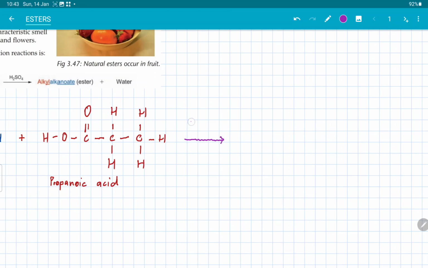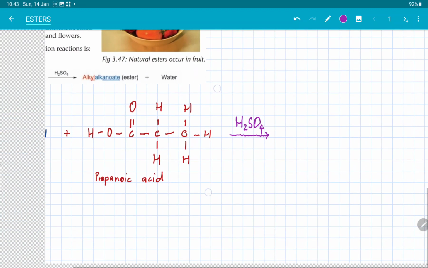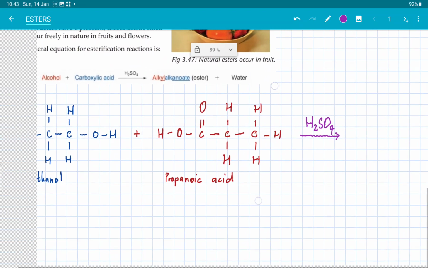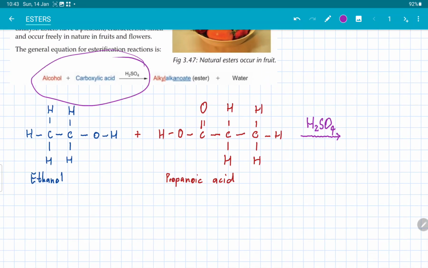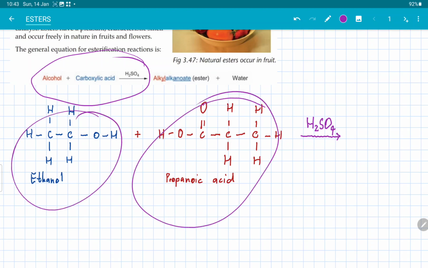It is advisable to always write the catalyst, so that you remember, because there will be many chemical reactions in organic chemistry. Anyhow, I am combining the alcohol and the carboxylic acid in the initial part.